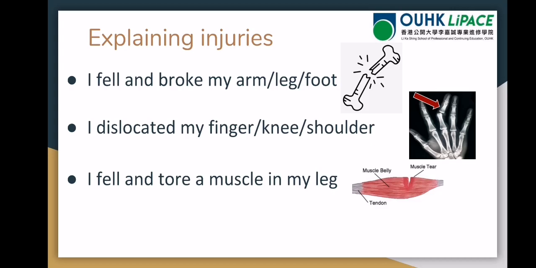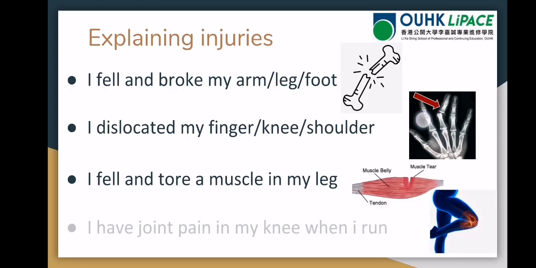I fell and tore a muscle in my leg. That's past tense. You can use different tenses. You can say I have a muscle tear in my leg instead. And then finally we have muscle pain, or joint pain, sorry. I have joint pain in my knee when I run. Or joint pain in my elbow when I bend it.